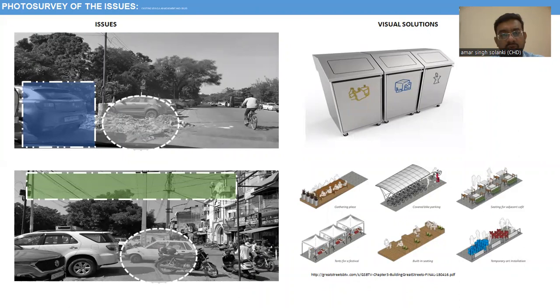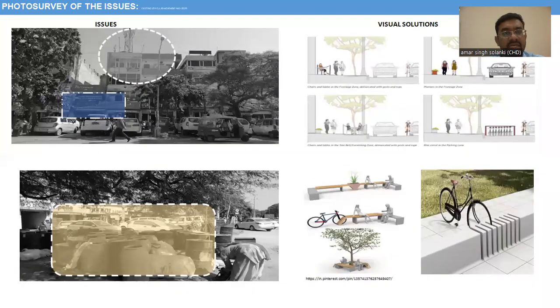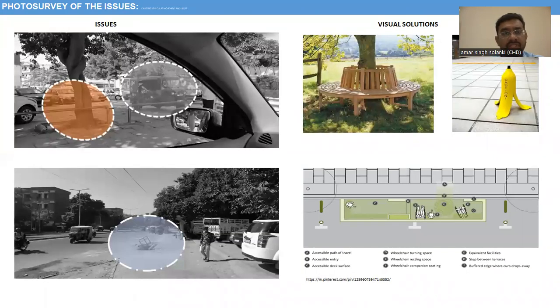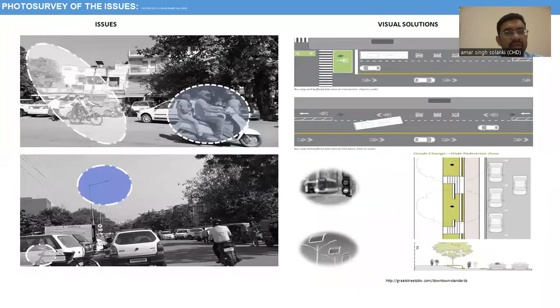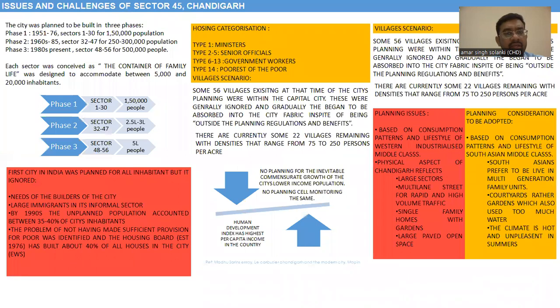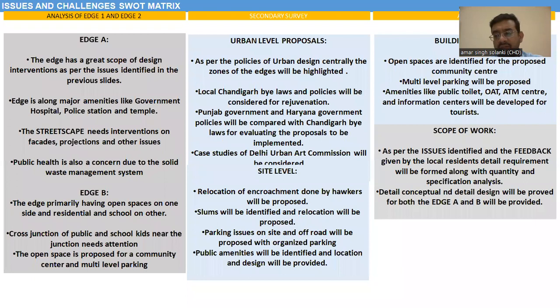Issues with respect to encroachment, waste management, and not following the building bylaws, which are very stringent in Chandigarh. So these are a few issues which we have identified. The issues are so sensitive. Why we have done this analysis is so that we can understand how these activities will impact the human mind, how it will help them to understand and to visualize the city.